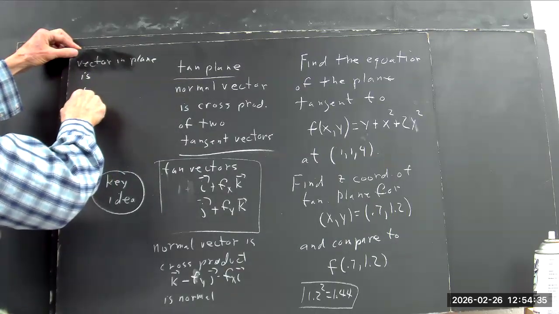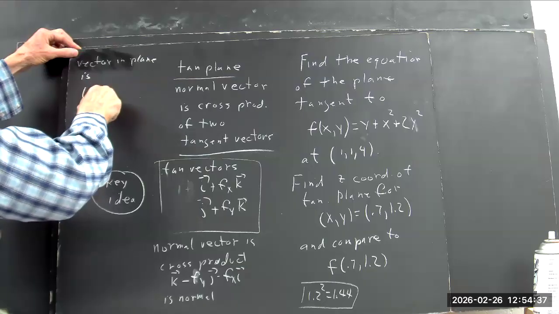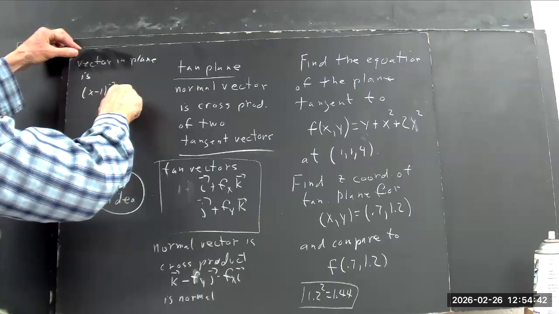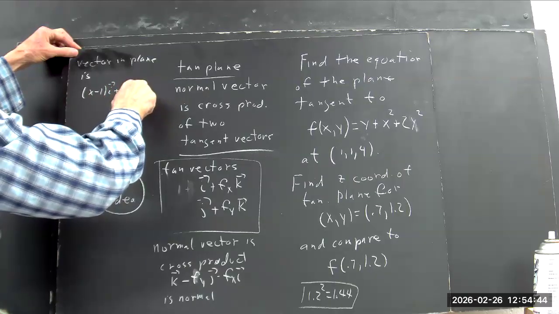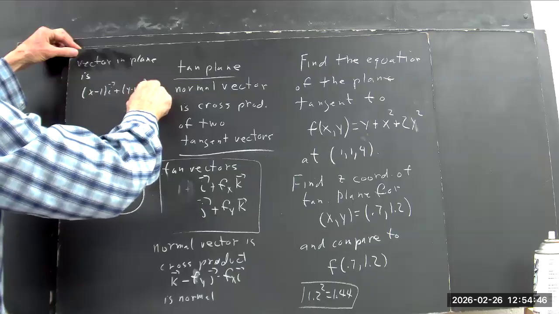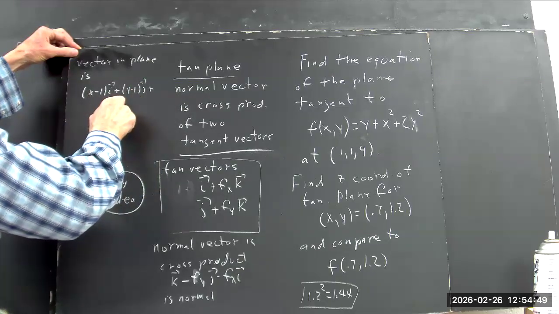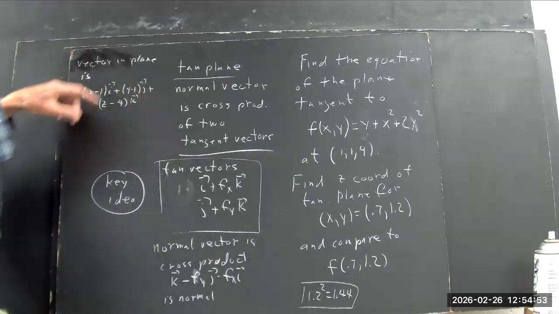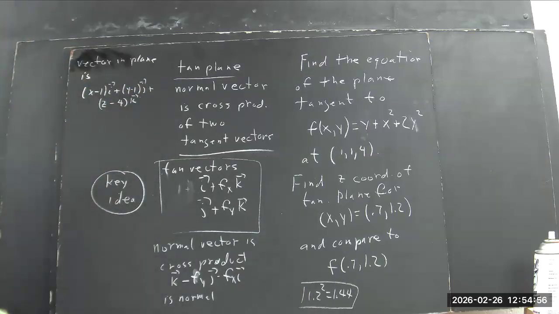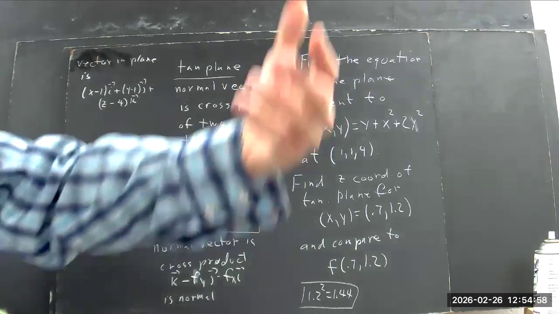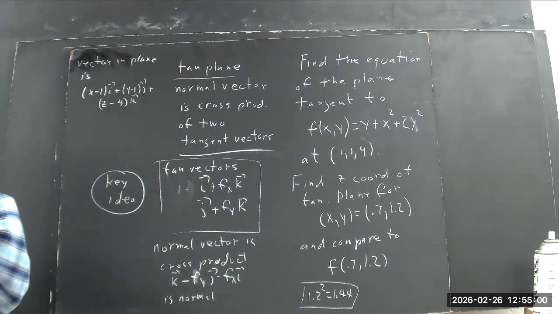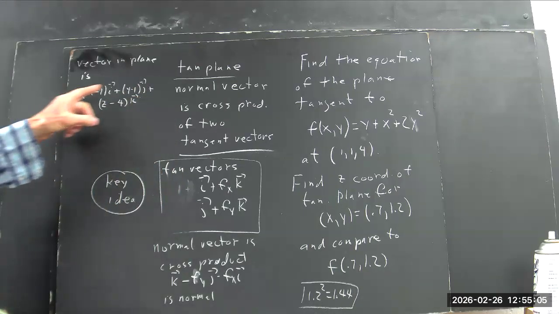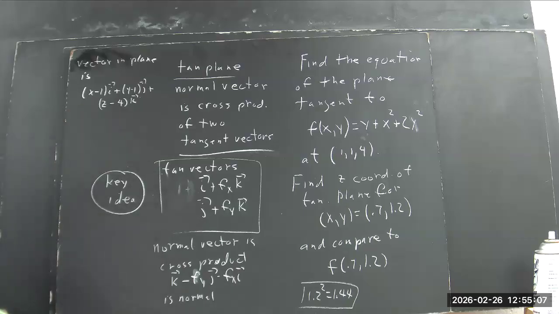A vector in the plane is going to be x minus 1 i plus y minus 1 j plus z minus 4 k. And make sure you understand why that's so. (1, 1, 4) is a point in the plane. If you move from (1, 1, 4) to (x, y, z), you move along this vector. That's a vector in the plane.